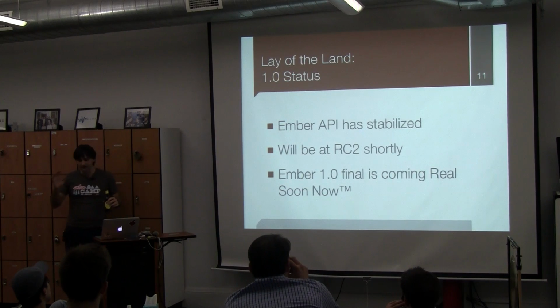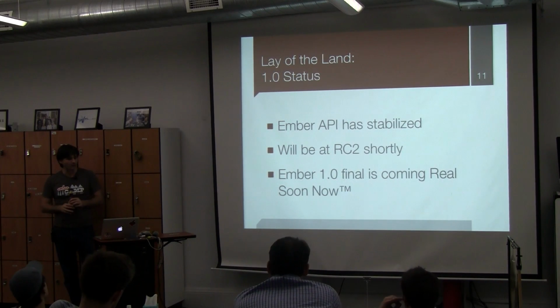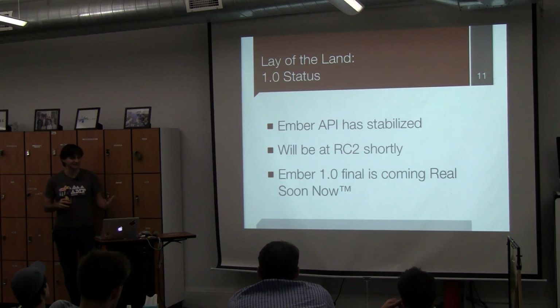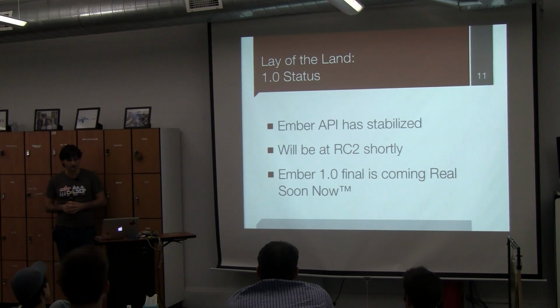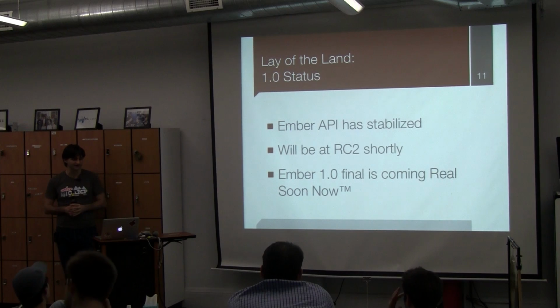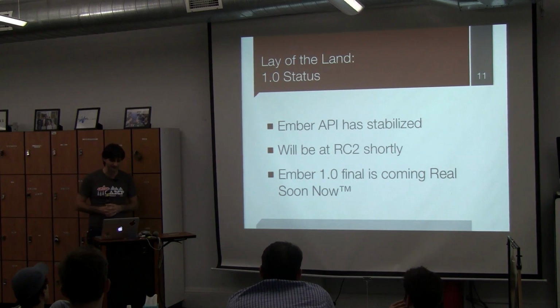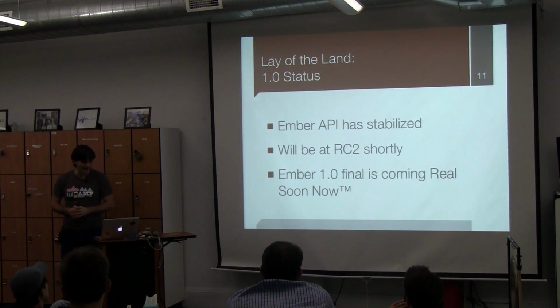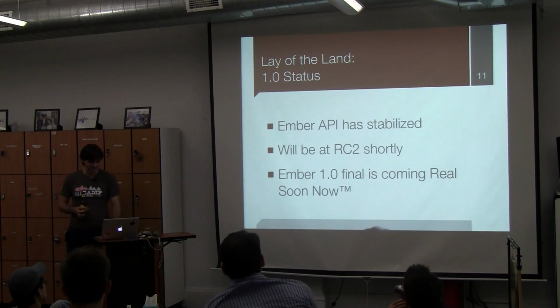And generally, in terms of Ember, we are at a 1.0 release candidate cycle. We'll be at RC2 shortly, probably tonight or tomorrow. The Ember API has stabilized. We are being pretty strict about breaking API changes at this point. Some new APIs will be added during the 1.x cycle, but we will not break, or at least try not to break, any APIs until 2.0. Ember 1.0 final is coming real soon now.